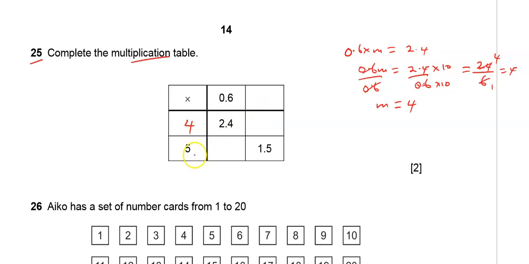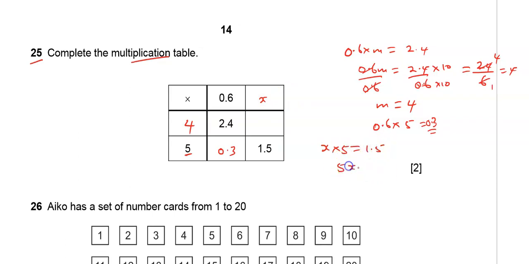Likewise, when we multiply 5 times 0.6, what number do we get here? So 0.6 times 5, 6 times 5 is 30, so this will be 3.0. Very well. So what number do we multiply by 5 to give us 1.5? Let's call this number x. So x times 5 should give us 1.5.